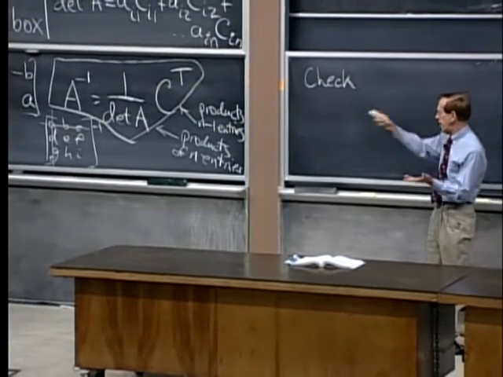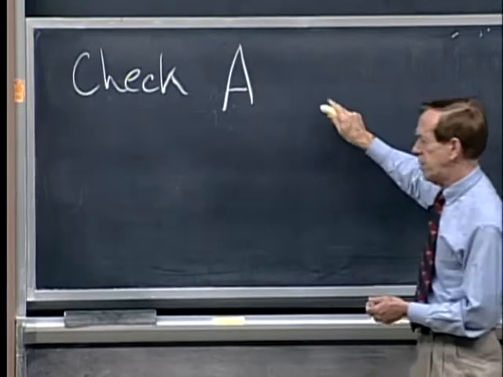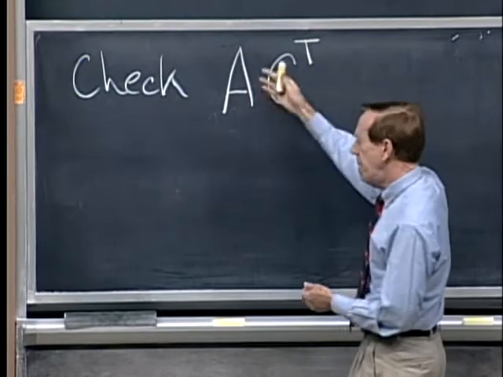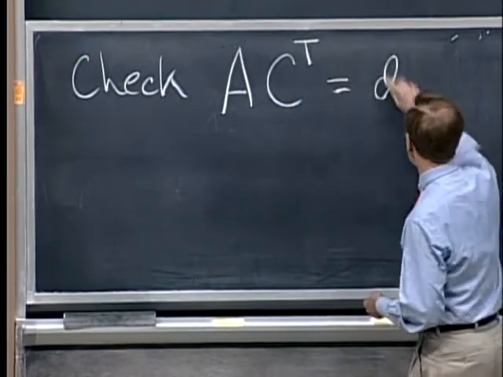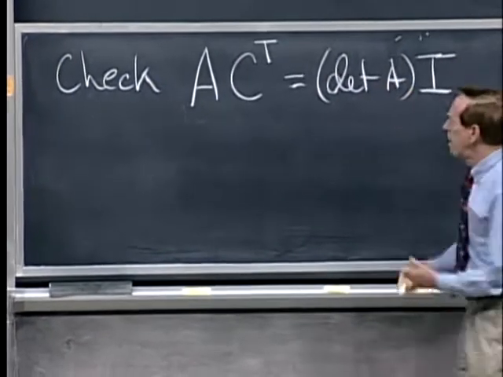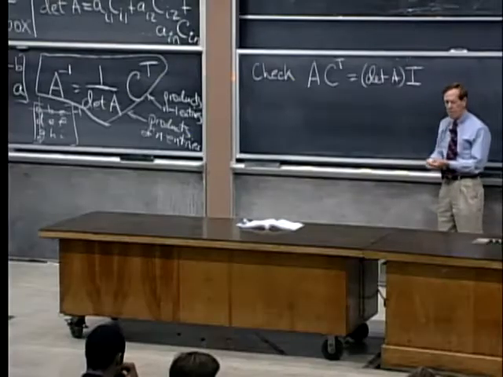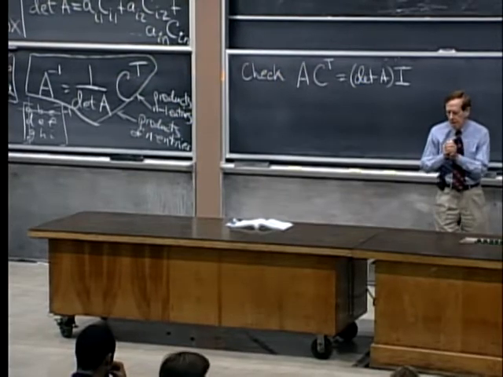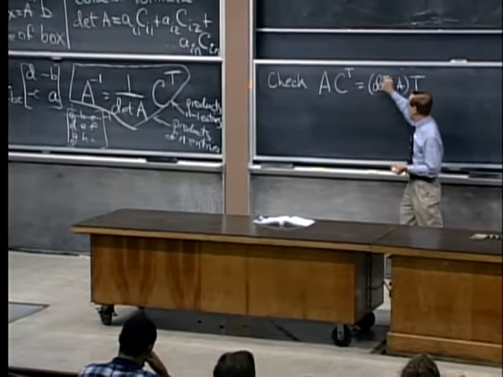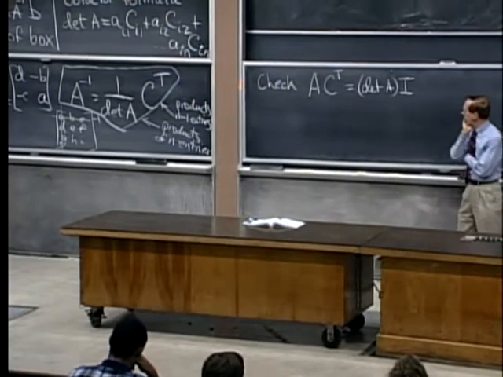So I want to check that A times this thing, now I'm going to write in the inverse, gives the identity. So I check that A times C transpose, let me bring the determinant up here, is the determinant of A times the identity. That's my job. That's it. If this is true, and it is, then I've correctly identified A inverse as C transpose divided by the determinant. Okay, but why is this true?